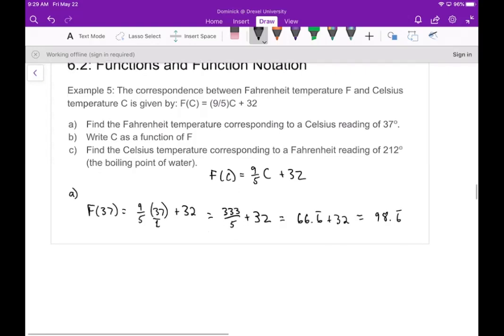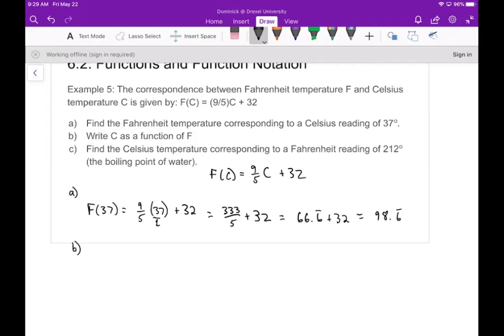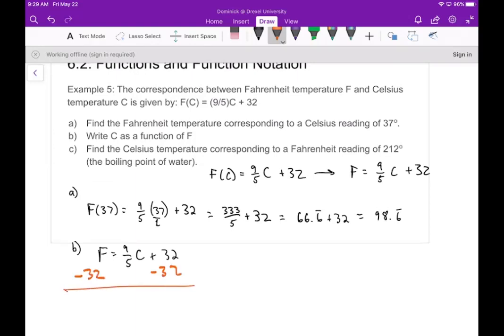Okay. Part B, we want to write C as a function of F. So now what this means is that we have F equal to 9/5 C plus 32, and we want to solve this for C now. So if we start with F equals 9/5 C plus 32, and we want to get C by itself, we would subtract 32, and we would get that F minus 32 is equal to 9/5 times C.